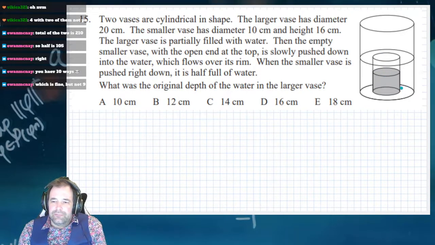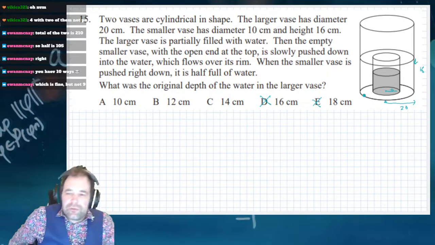So we know the original height of this water will be a bit lower than it currently is, and it's currently at 16 centimetres. So we can already say that that's wrong and that's wrong, just based on we know the height of the smaller vase is 16. We know that the diameter of the large one is 20, and this is 10. I'm guessing 12, and I'm guessing 12 from that question we did earlier.